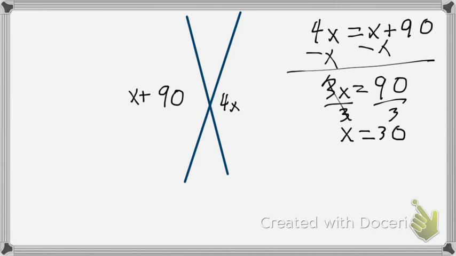Now, a lot of places stop right there. We're going to take it an extra step and say if they're not where they're supposed to be, where are they? So what we're going to do is take that 30 and plug it back in to get not just the x, but the value of the angles themselves. So we go 4 times 30 and get 120. If we did it right, we should be able to plug the 30 in over there and get the exact same answer.